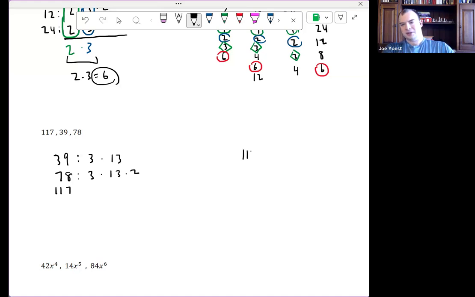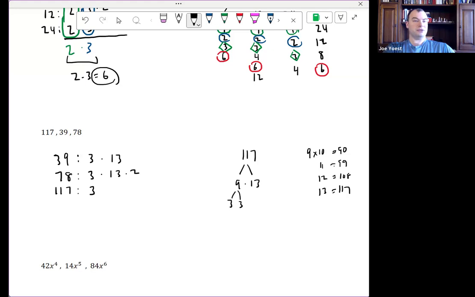117 might be a little harder. But I do know that 7 plus 1 plus 1 is 9. And 9 is divisible by 9, so this should be 9 times something. 9 times 10 is 90, times 11 is 99, 12 is 108, and I think 9 times 13 is 117. 108 plus 9 is 117. So 117 should be 9 times 13. 13 is prime, but 9 is 3 times 3.